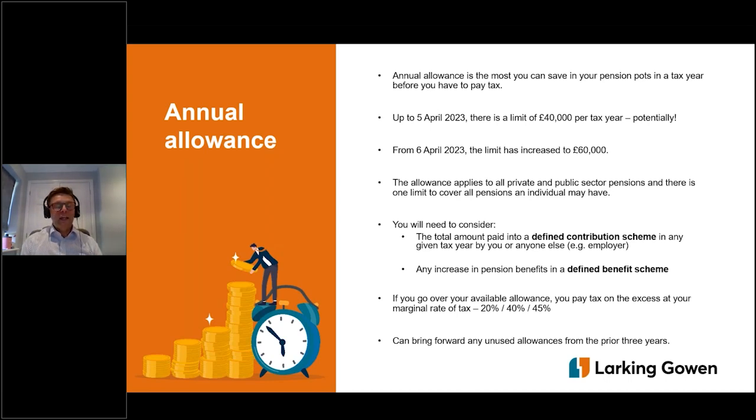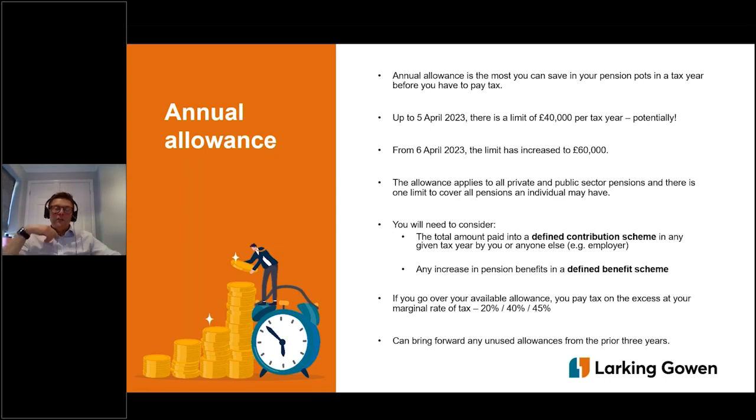And then if you are subject to a tax charge, so in other words, the growth in your pension and the personal pension contributions that you've paid added together, if they exceed the annual allowance to which you are entitled, then that is taxable at your marginal rate. So either 20%, 40% or 45%, depending on what your level of taxable income is.